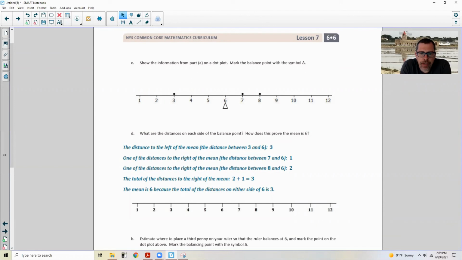The distance to the left of the mean, the distance between 3 and 6, is 3. One of the distances to the right of the mean is the distance between 7 and 6, which is 1. And the other one is the distance between 8 and 6, which is 2. The total of the distances to the right of the mean, 2 plus 1, equals 3. The mean is 6 because the total of the distances on either side of 6 is 3. Okay.